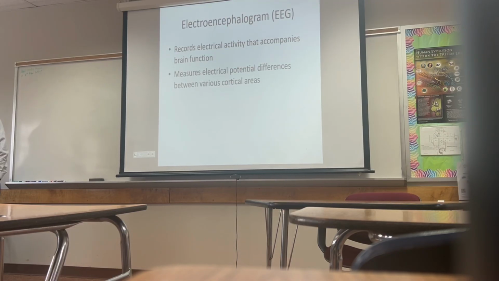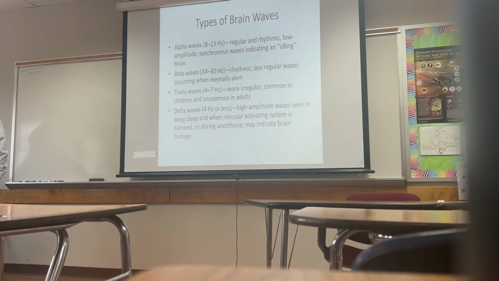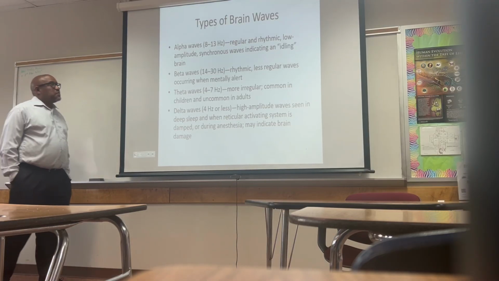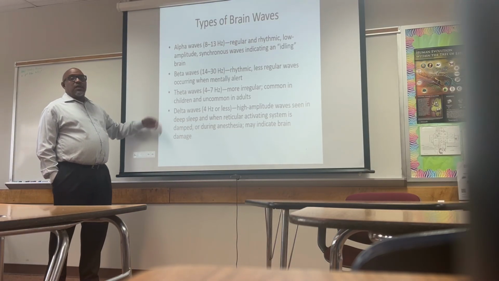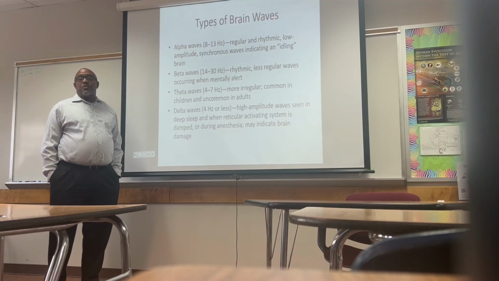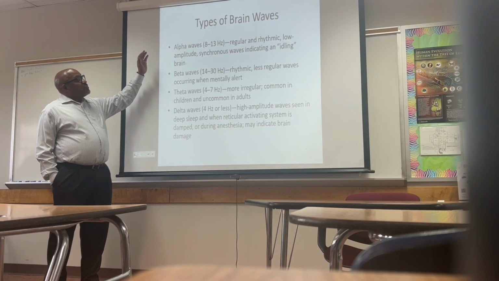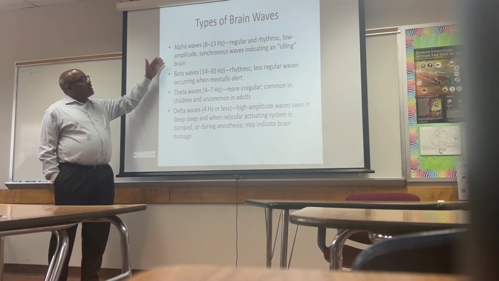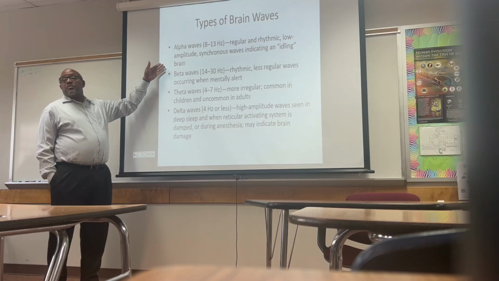EEGs, we want to talk about EEGs. All right, I'm going to skip straight to the EEGs here. There's 4 types of brain waves: alpha waves, beta waves, theta waves, and delta waves. All right, you want to be familiar with those. Alpha waves, regular, rhythmic, low idling. All right, in idling brain, you're daydreaming.